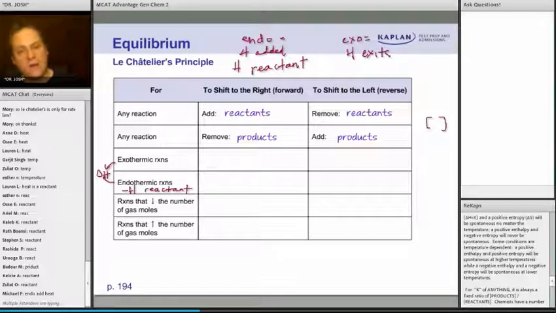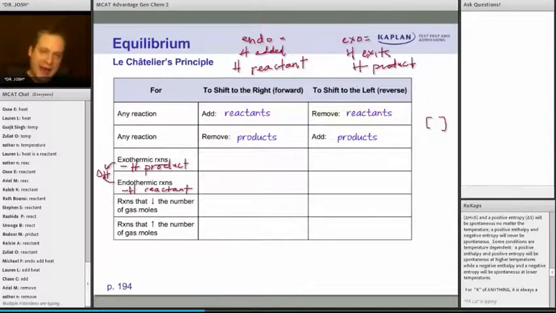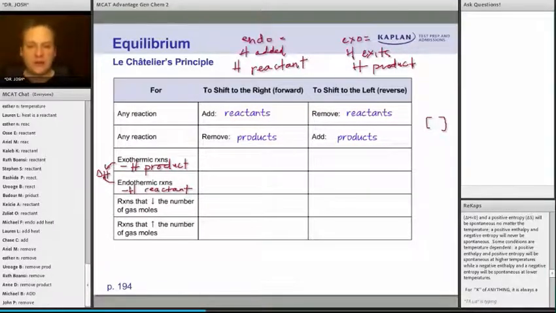If it's exo, heat's exiting, heat's released. And if heat exits, you can think of heat as a product. So instead of looking at temperature and heat changes in their own unique light, we're just going to ask ourselves, is enthalpy a reactant or a product here? And then think about temperature changes as adding or removing heat or product. If I want to shift a reaction to the product side, do I add or remove product?